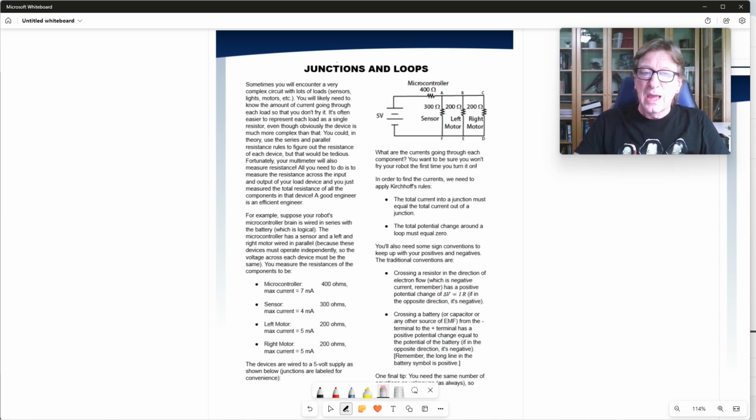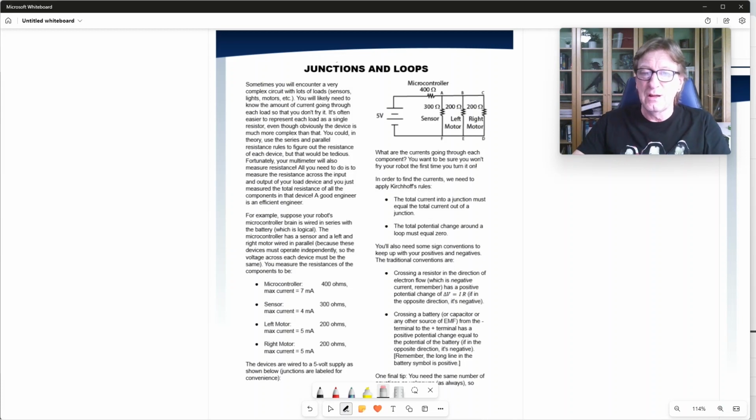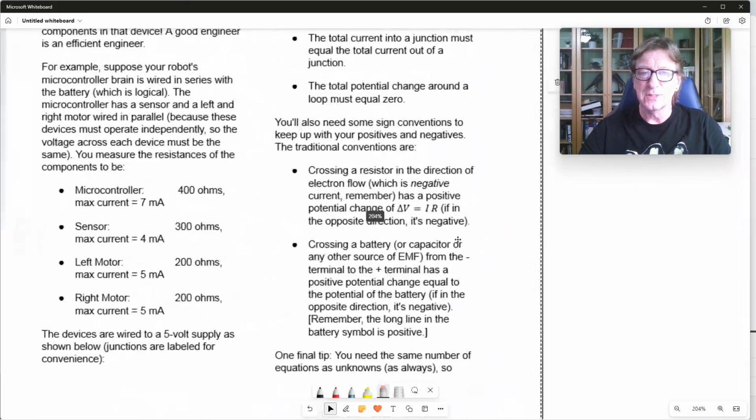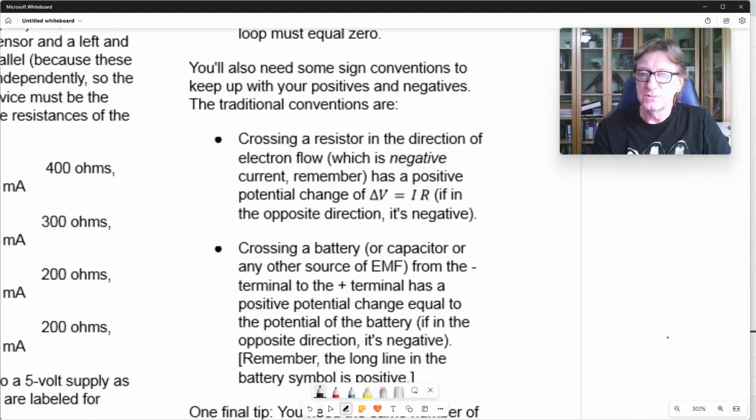All right, so there's a couple of rules that we need to keep up with for our sign conventions, and those are given down here. Let's zoom in on that for just a minute. So if we cross a resistor in the direction of electron flow, which remember is the opposite direction from the current, let's draw us just a quick circuit here.